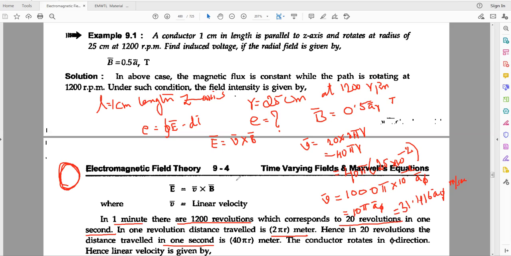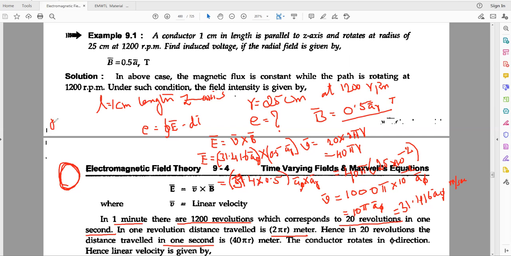Got it, my students. Now you can substitute: E bar is equal to V bar cross B bar, which is 31.416 a phi bar cross 0.5 a_r bar. That is equal to 31.4 into 0.5, a phi bar cross a_r bar.